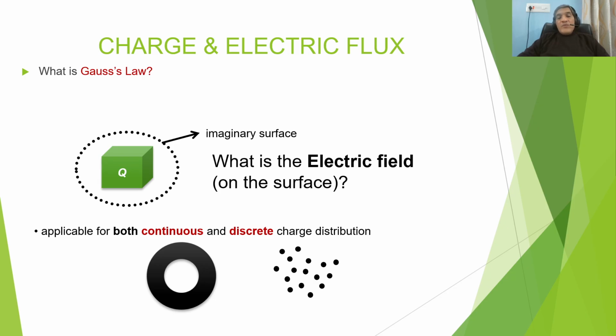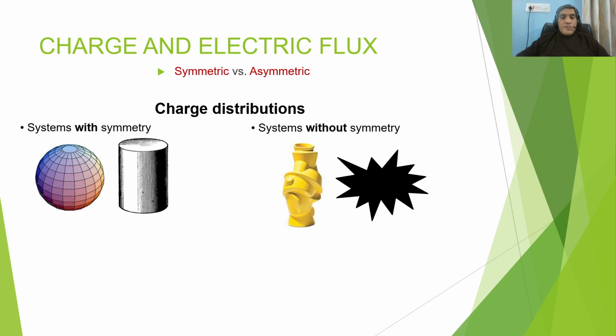Gauss law is used to find the electric field for both discrete and continuous charge distributions. In other words, Gauss law is applicable to both types of charge distribution, whether continuous or discrete. It is always useful and very important. Now we move to the next PPT.